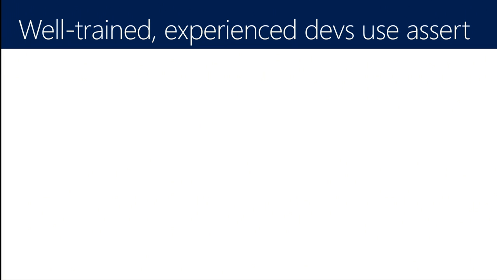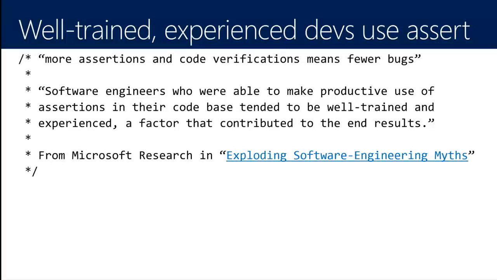Appeal to vanity time. I was an English lit major, so I'm going to appeal to your vanity. More assertions and code verifications mean fewer bugs, and you're well trained and experienced if you use them, according to Microsoft Research. I thought I'd find evidence from The Mythical Man-Month and Fred Brooks and so on, back in the day, about all these types of things. But this is actually relatively recent research that shows that in terms of defects, these things mean fewer bugs. So if you want a reason to go out and do it, or if you're already doing it, then you're well trained and experienced, and I salute you.